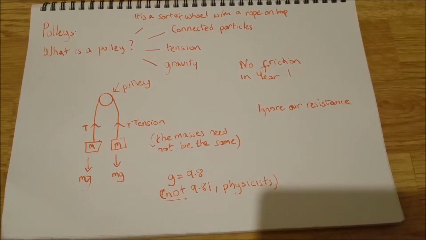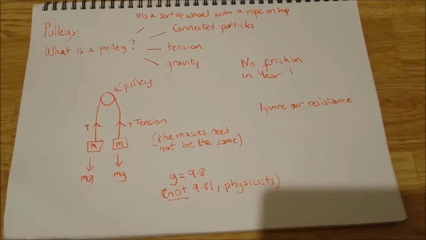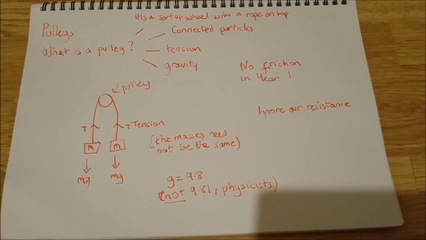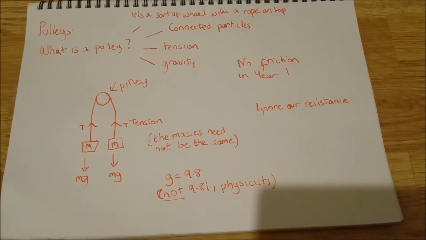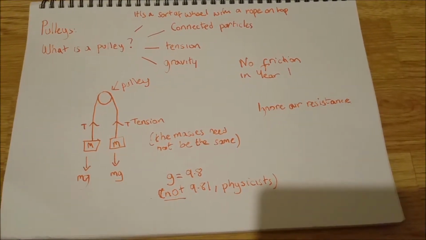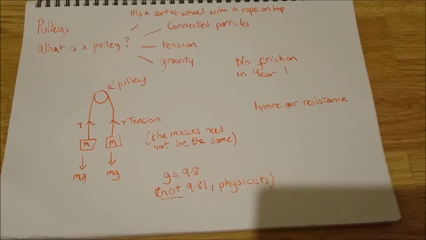More interestingly, it's two connected particles, a weight at either end of those particles. It looks a bit like the picture that I've got in the middle to bottom left hand corner. You've got weights either side. They don't have to be the same mass. In the diagram I've done, I've just made the masses the same to keep things simple.